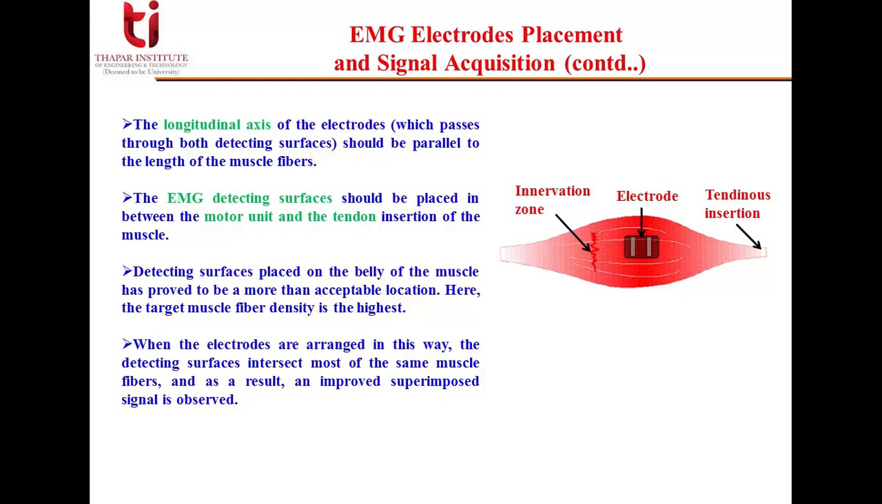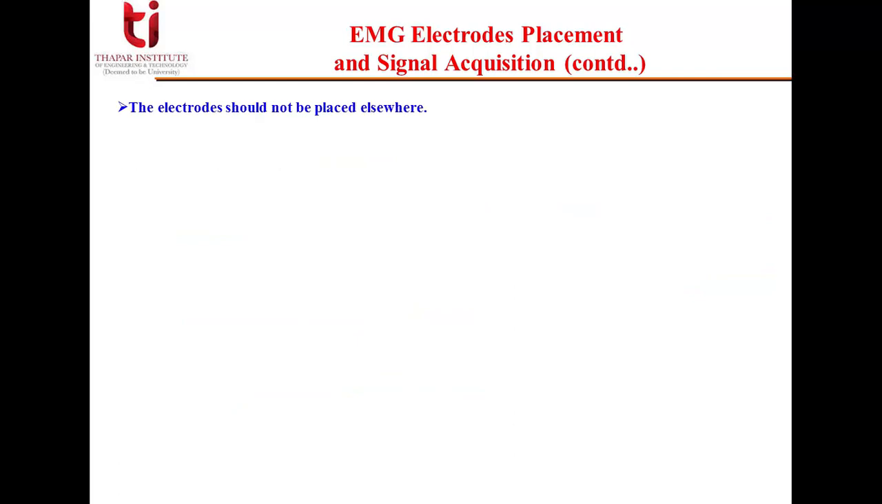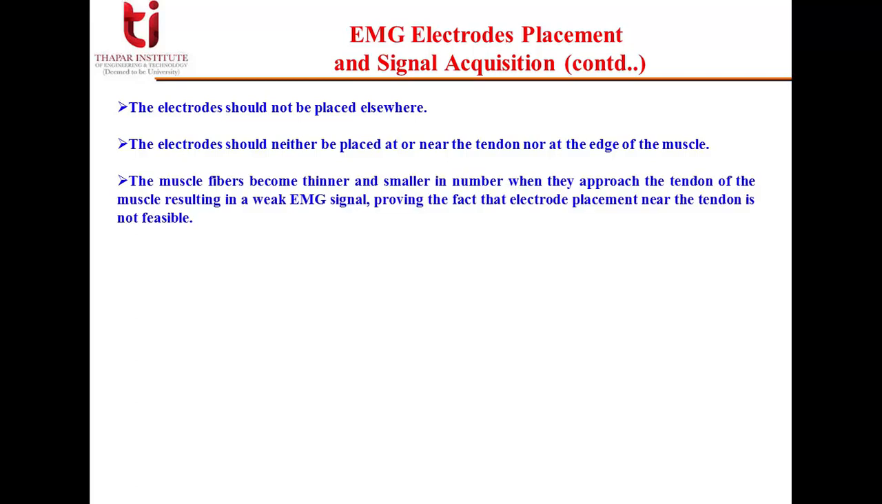When the electrodes are arranged in this way, the detecting surfaces intersect most of the same muscle fibers, and as a result an improved superimposed signal is observed. The electrodes should not be placed elsewhere. The electrode should neither be placed at or near the tendon nor at the edge of the muscle. The muscle fibers become thinner and smaller in number when they approach the tendon of the muscle, resulting in a weak EMG signal, so electrode placement near the tendon is not feasible. So, a proper electrode placement is always necessary.